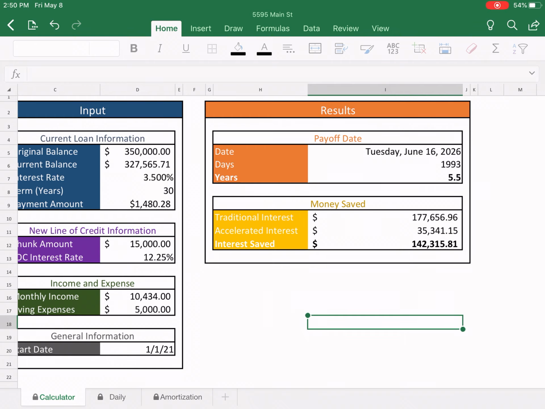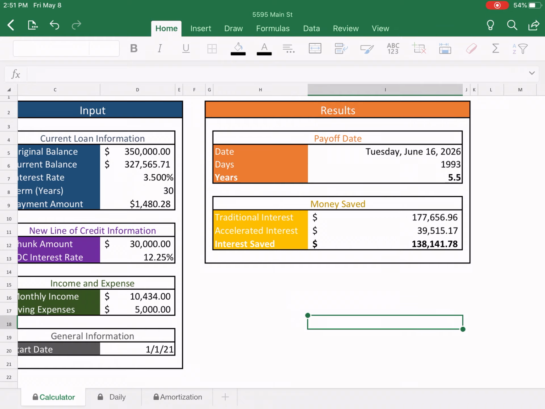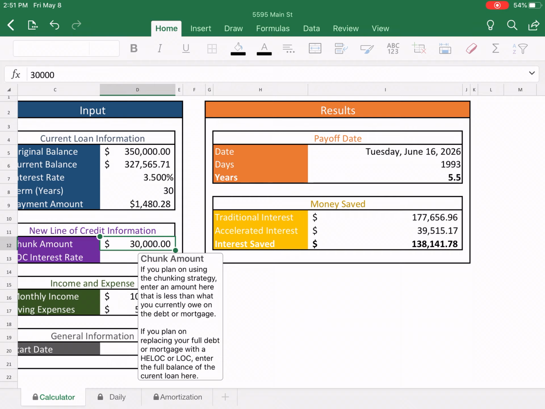So I will stick to 15,000. 15,000 seems good for my income. Now, if your income goes up and you can handle bigger chunks, then you do bigger chunks. 15,000 is good for me, every 2 months. That's good. Because if you change it to 30,000, obviously you pay off, but the timeline doesn't really change. You still pay off the house in 5.5 years.